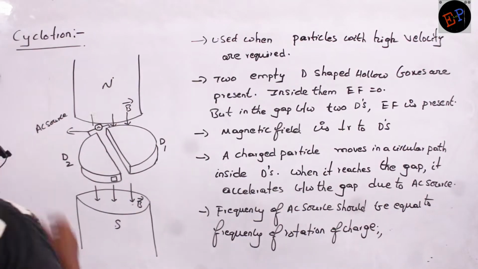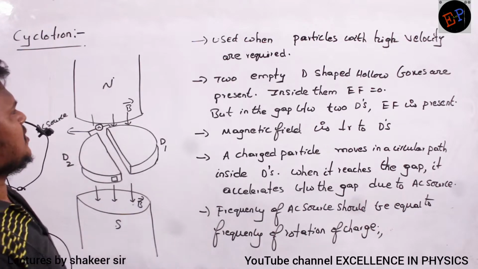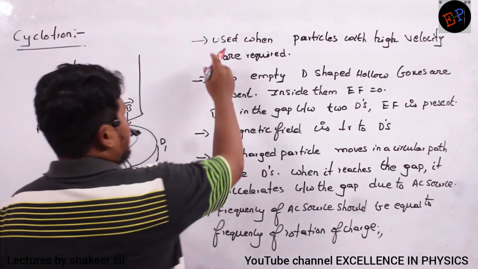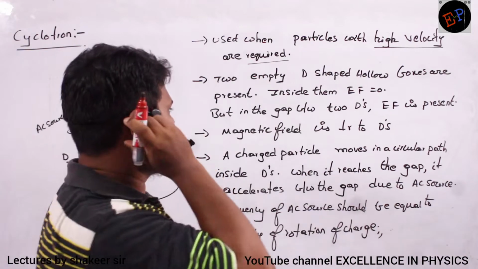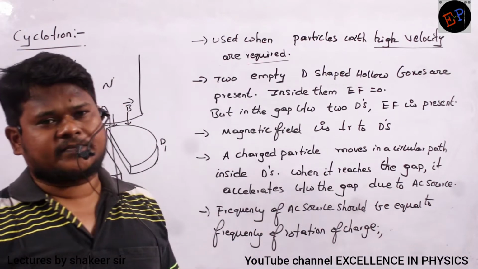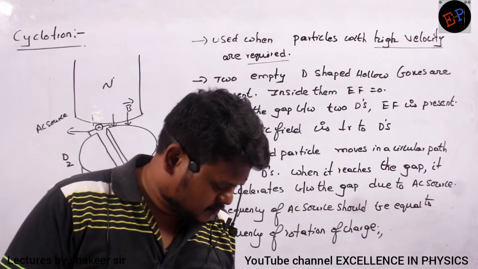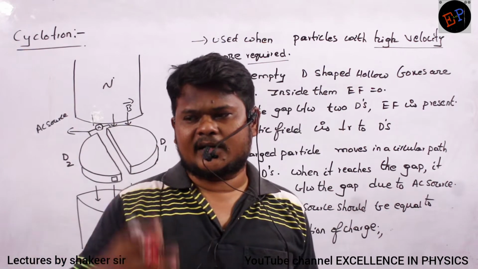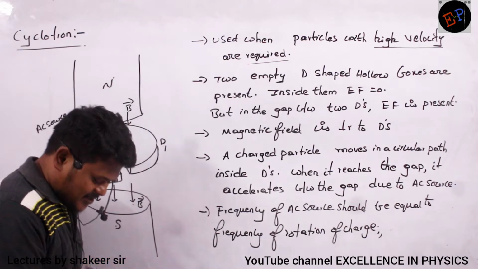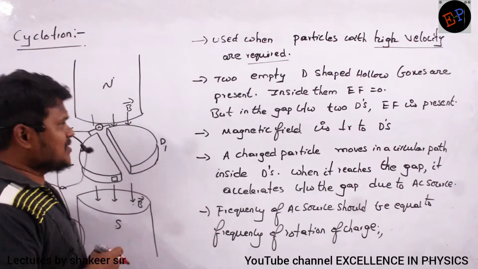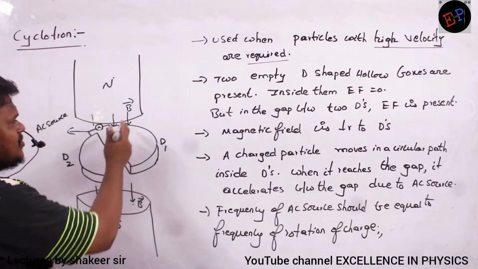So the next topic we are studying is the cyclotron. What is the purpose of the cyclotron? It is used when particles with very high velocity are required. Sometimes we require particles which travel with very high velocity. For example, in nuclear reactors, we require neutrons which travel with very high speed. Similarly, in doing some experiments, we need particles which travel very fast. So for getting very high speed particles, we use this cyclotron.